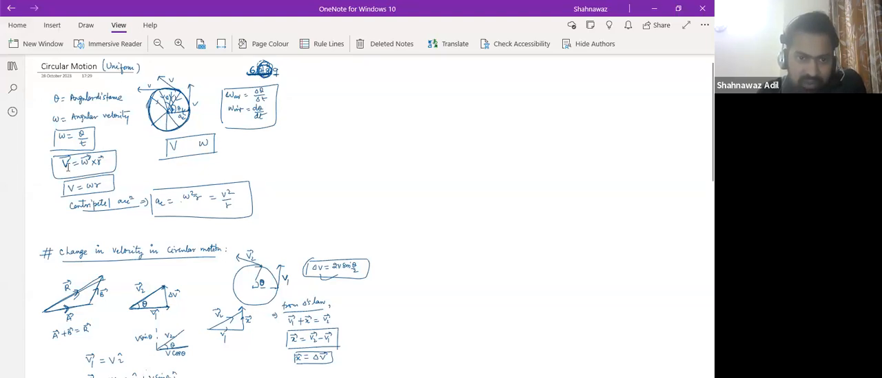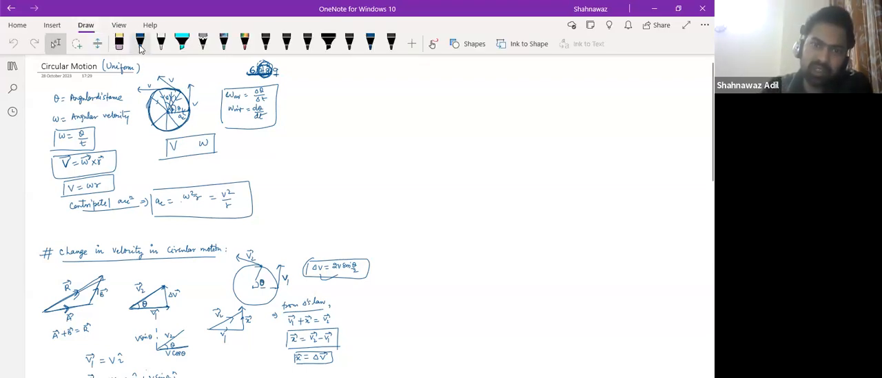So this velocity is related by cross product omega cross r, and its magnitude is omega r. And acceleration is simply omega square r, which is v square by r. But there is a very important relation that I want to discuss. This is very, very important.